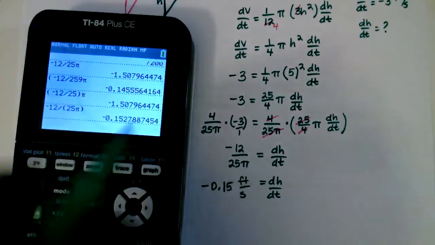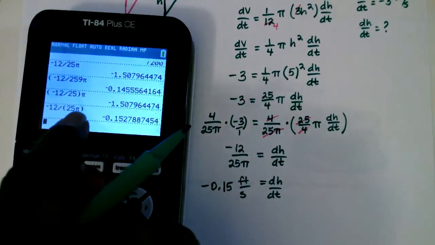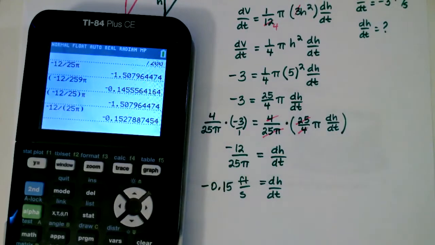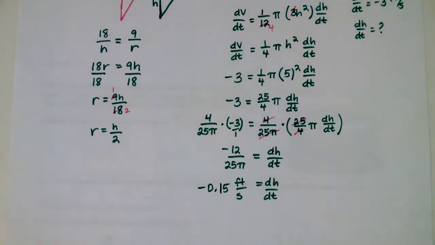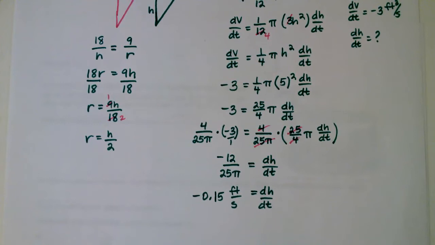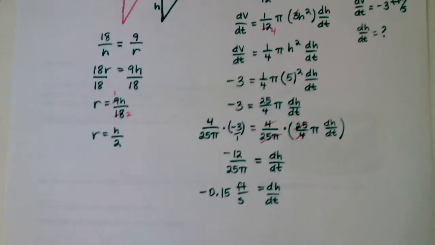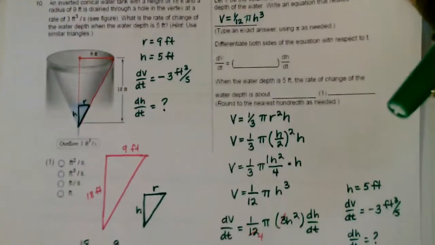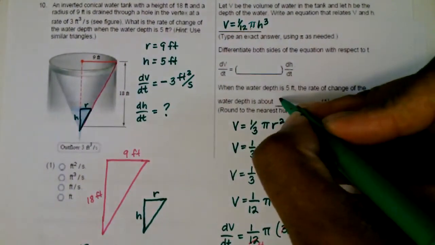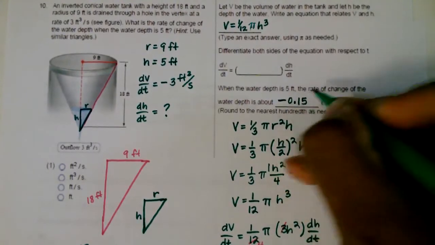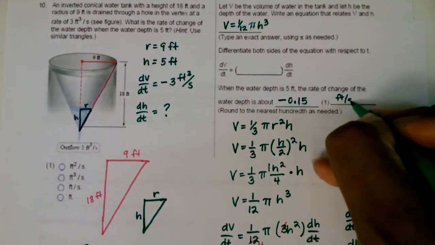Okay, so you want to make sure that 25 pi is in parentheses. Otherwise, you're going to get a wrong answer if you don't put it in parentheses. So -12 and then in parentheses 25 pi, if you do this in the calculator. So to answer that question, when the water depth is 5 feet, the rate of change of the water depth is going to be about, and let me pull this back up to fill in the answer, -0.15 feet per second.